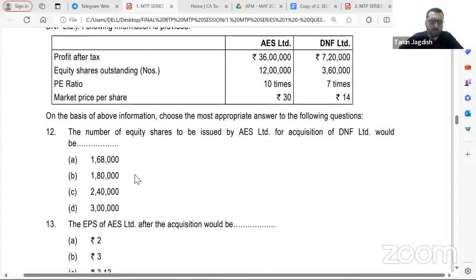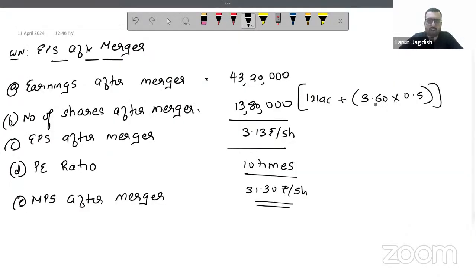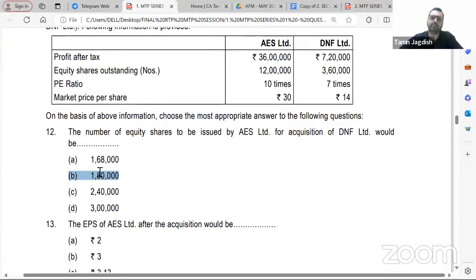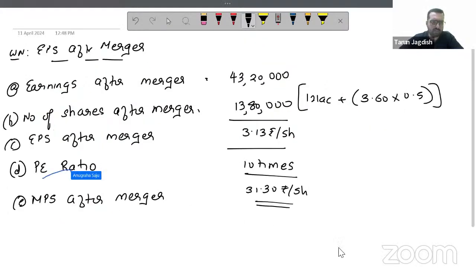So friends, what is the number of shares? They got 1,80,000. Is that the same answer we got over here? Yes, 1,80,000 will be the number of shares issued. That is 3,60,000 into 0.5. Everybody clear with this part?